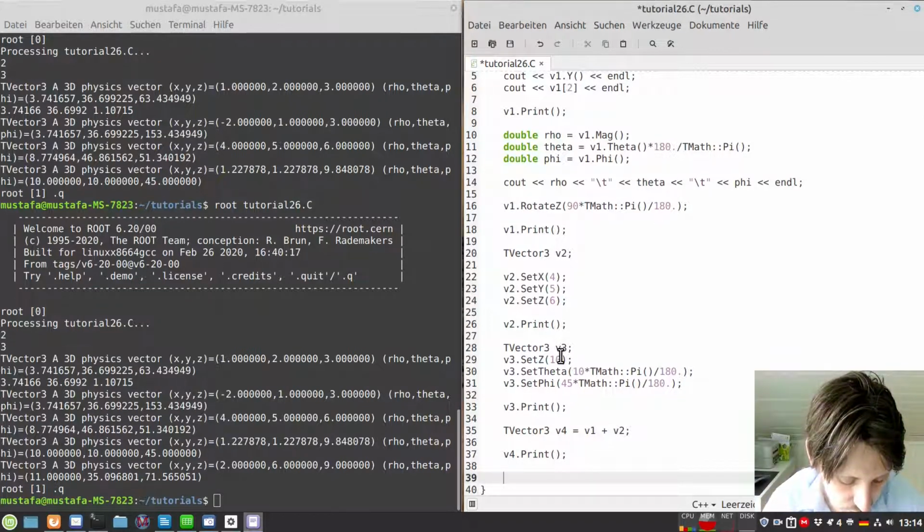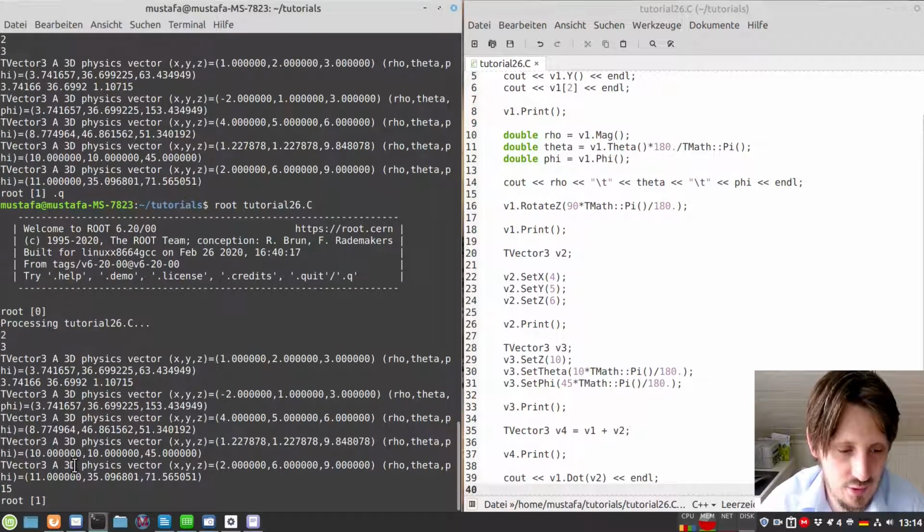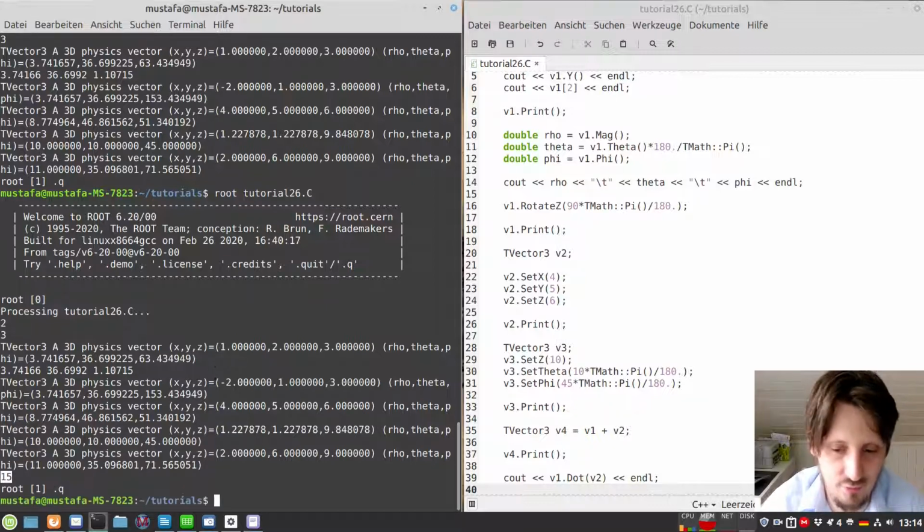And of course, you can also do more things. Let's suppose we want to calculate the dot product between these vectors. So we can either write our own function, or we can just use the built-in function, which would be v1 dot v2, end line. And we can run it. And as you see here, we get the dot product of these two vectors, which we have to believe is now correct, 15. And it's basically the multiplication of each component with each other, and then the sum of all these products.